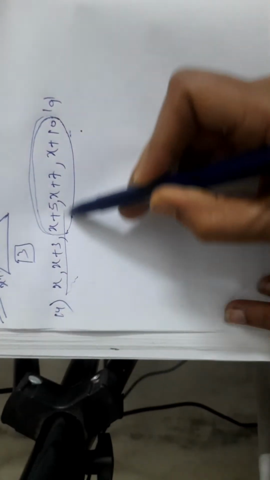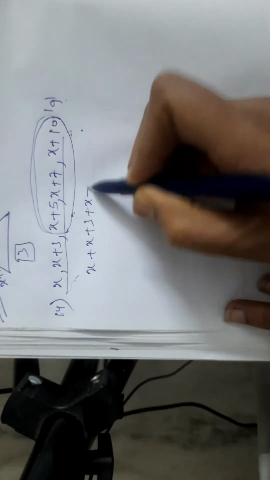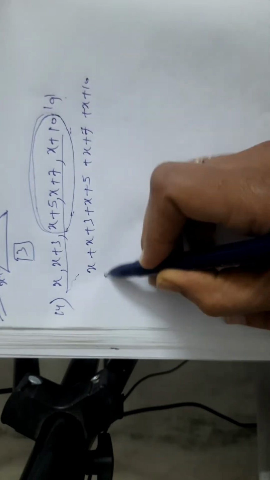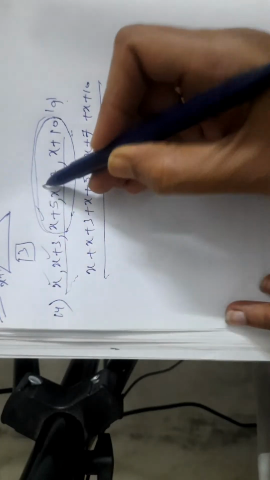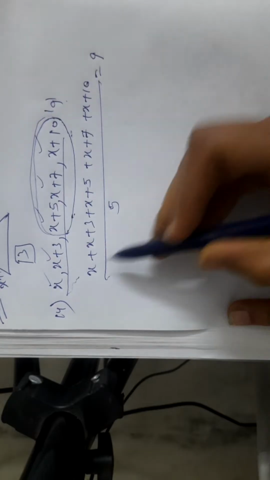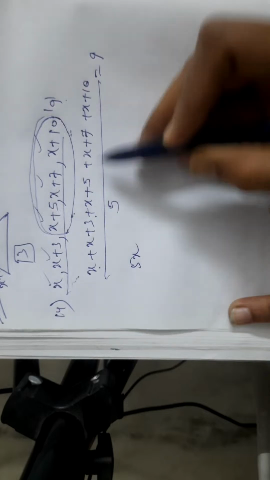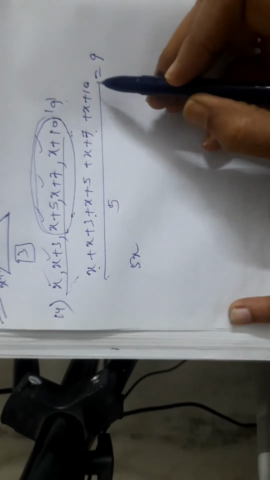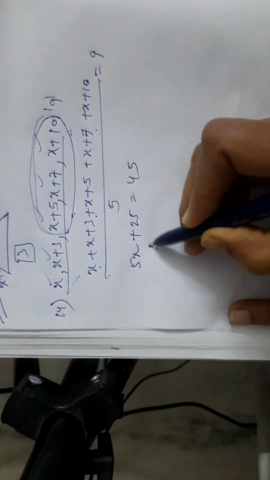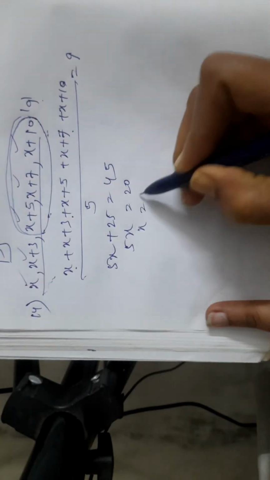Here it is given, mean of these 5 observations is 9. So x, x plus 3, x plus 5, x plus 7, x plus 10, whole divided by 5, as 5 terms are there, is 9. So total 5x, then 3 plus 5 is 8, 8 plus 7 is 15, 15 plus 10 is 25, is equal to 45. So 5x is 45 minus 25. So it's 20. Thus x is 4.